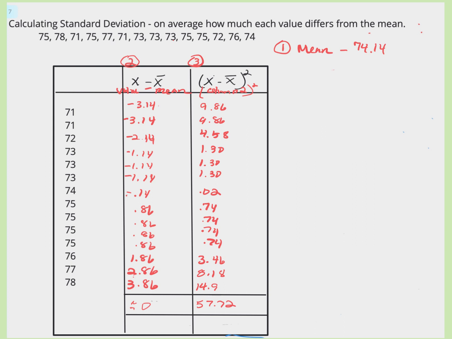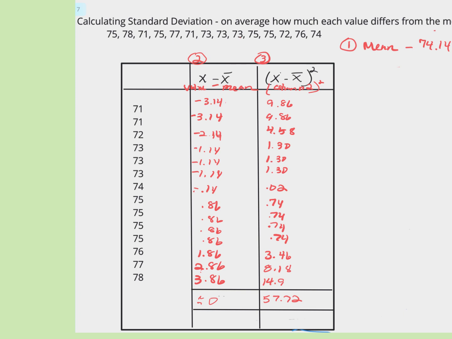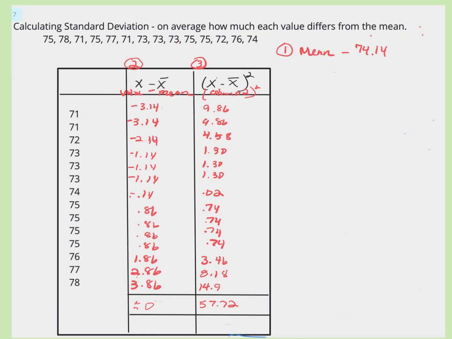So we're getting close to what we need to do here. After we found our squared deviations, what we're looking for is the average each value differs. So in step 4, we are going to go ahead and calculate the average distance, or the average of our values here. But this average is going to be a little bit different.